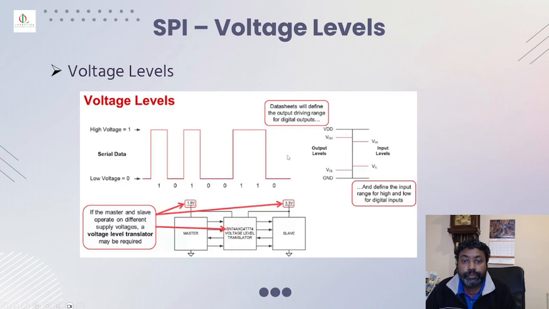Also, if you refer to the data sheets, the voltage levels will be defined there. Between ground and VDD, you will have the voltage output high and voltage output low values, and the voltage input low and voltage input high values will be defined in the data sheet. So please do follow the data sheet. It is a must, and you need to be familiar with all these terms.